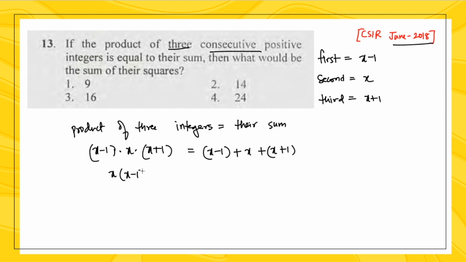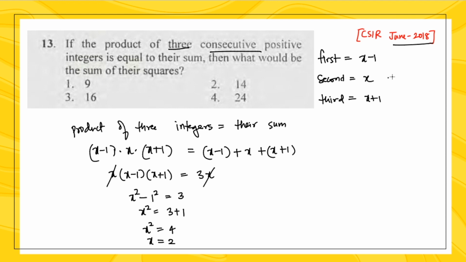So, this is x minus 1, x, x plus 1, and on this side, if I open the bracket, this will become 3x, because minus 1 and plus 1 will get cancelled out. Now, on both the sides you have x, so you can cancel out x with x. a minus b and a plus b will become a square minus b square. So, x square will be equal to 3 plus 1, that is 4. So, x square is equal to 4, so x will be equal to 2. Since you needed a positive integer, it will be 2.